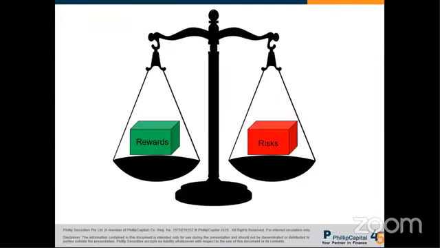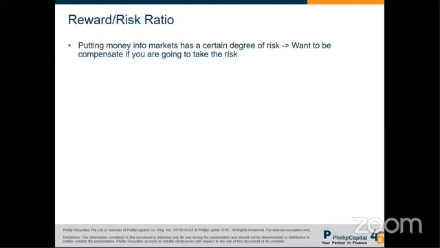So no matter what, when you want to enter a trade, you must balance out your risk and your reward. Is it justified? You do not want to risk $10 to make a $1 profit. It doesn't make sense. So when we invest into the market, there will always be certain risks. So you want to be compensated for the risk that you are going to take. Just as I mentioned, you do not want to risk $10 to make a profit of just $1. It doesn't really make sense.